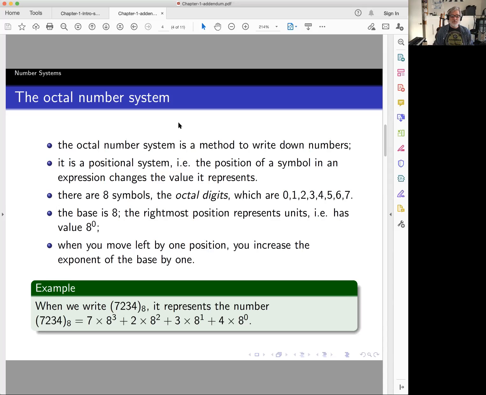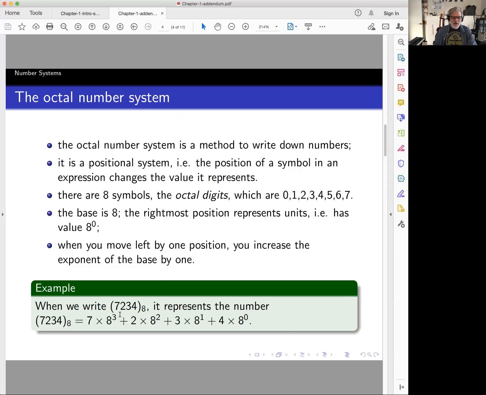The rightmost position represents units. So this has value 8 power 0. And when you move left by 1 position, you increase the exponent of the base by 1. So you see my point here. My point is that this is exactly the same thing as base 10, except it's base 8. That sounds silly, but that's what it is.